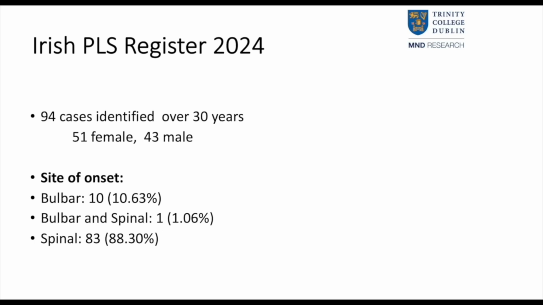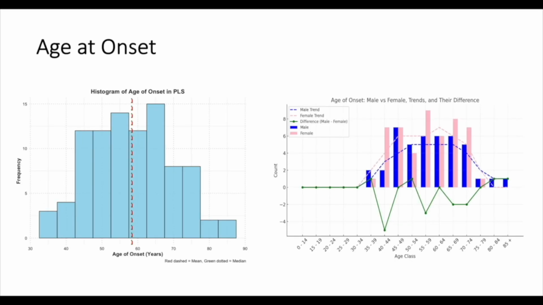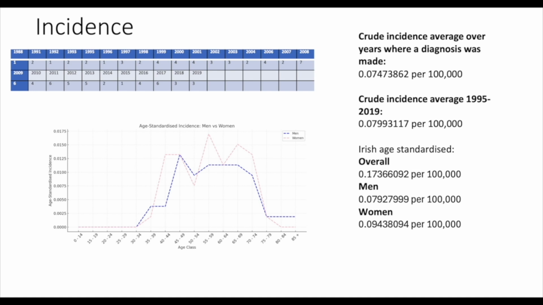You can see the onset there, mostly spinal, 10% bulbar. The age of onset, there's a difference between males and females. It's in the late 50s. The incidence is 0.7 per 100,000 standardized to the Irish population, and that's by age cohort.